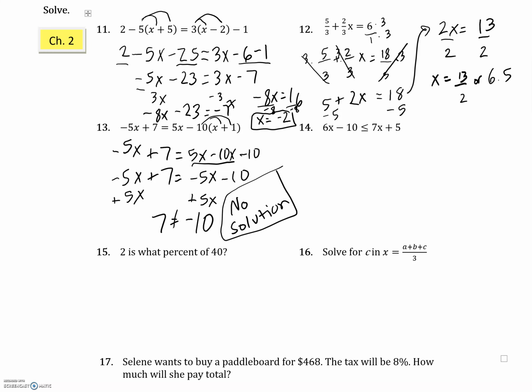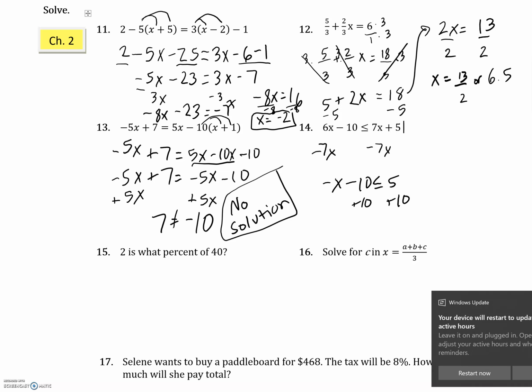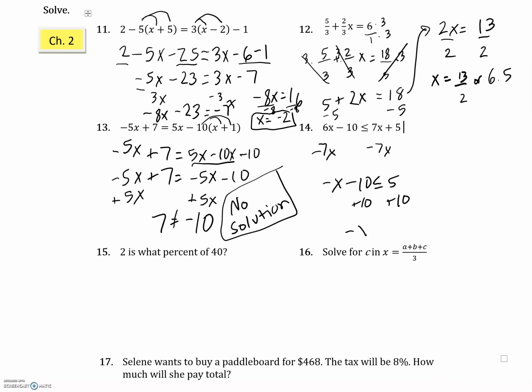Number 14 is an inequality. It's a little bit different than an equation, but I'm going to continue to solve it in the same way. I'm going to subtract 7x so I can get all my x's on one side. That's negative 1x minus 10. Add 10 to both sides. And I have negative x is less than or equal to positive 15.